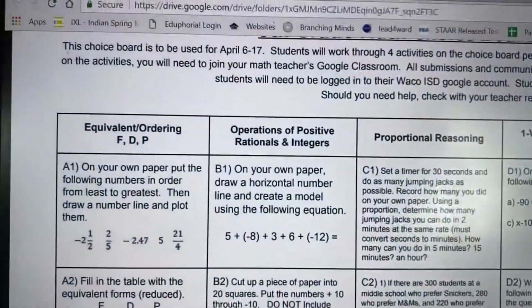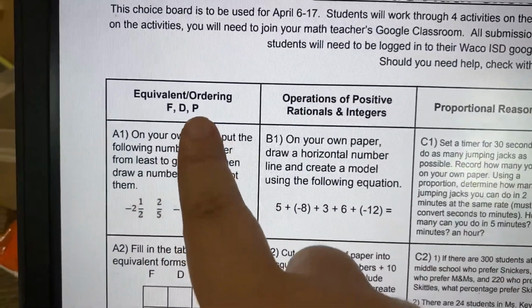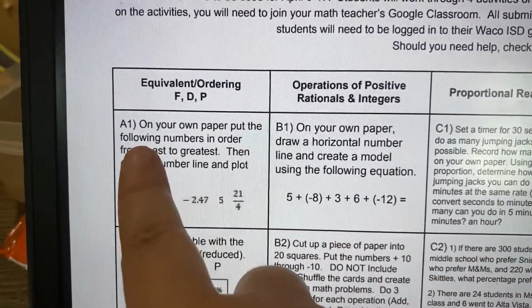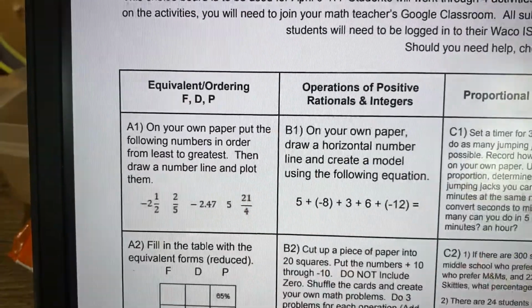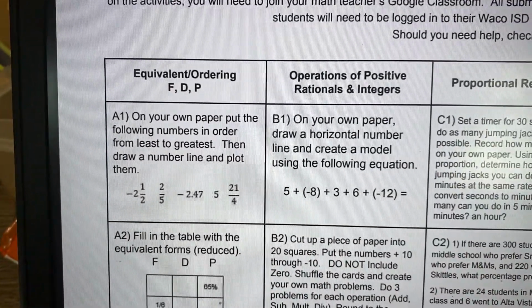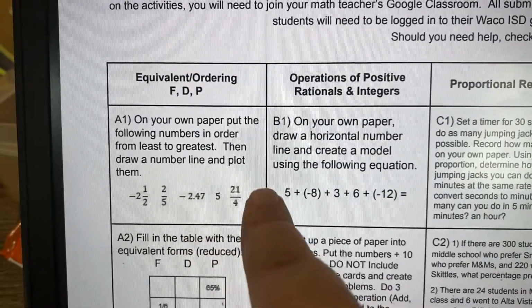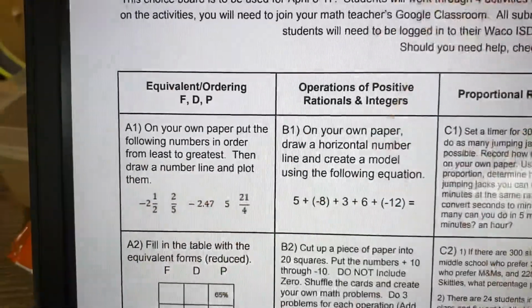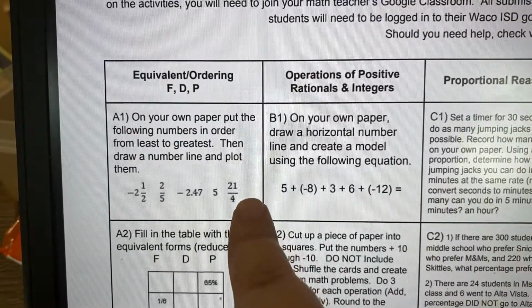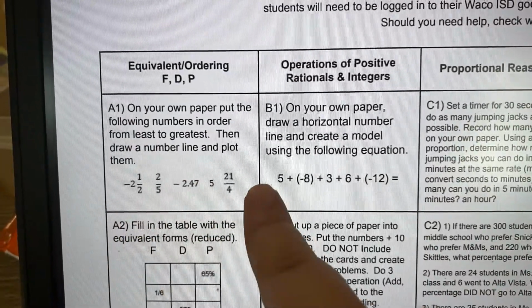So on your choice board here under the equivalent and ordering section, A1 says on your own paper, put the following numbers in order from least to greatest. So that's actually what this skill is. Once you put them in order from least to greatest, it's basically on a number line for you. So it's not too difficult. So we're going to put numbers like this in order.